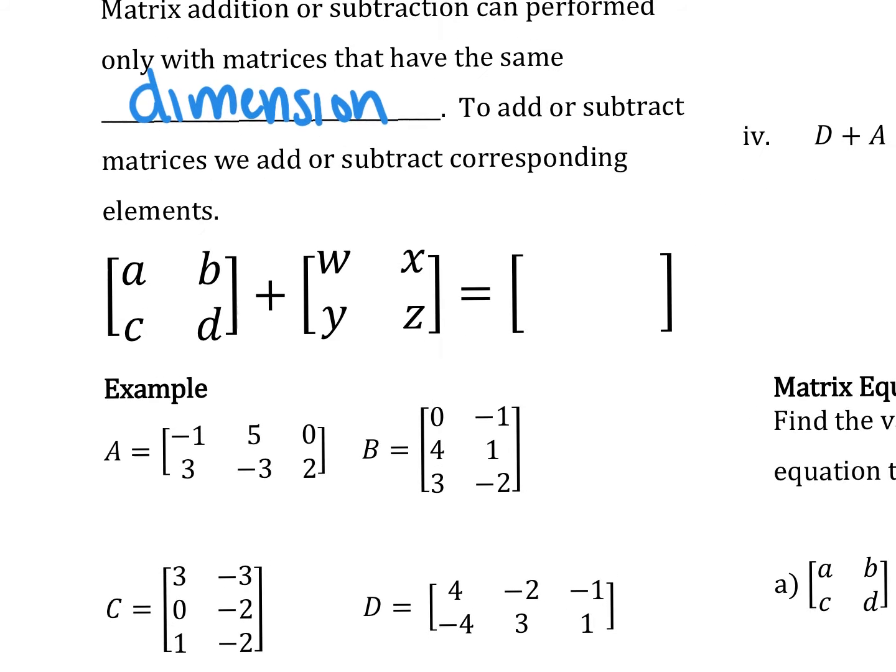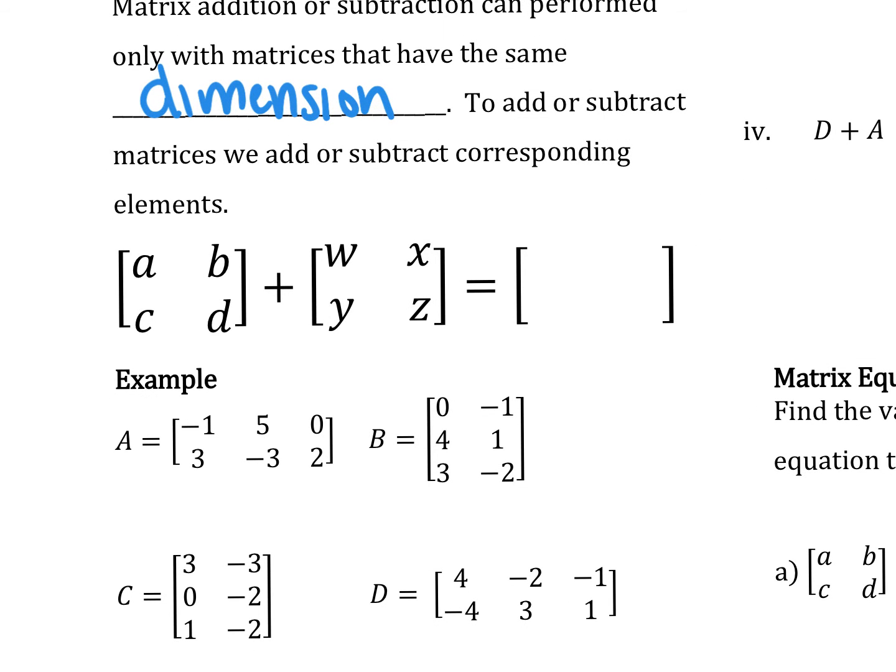For instance, in this one, if I want to add these two matrices, the first thing I'm always going to do with any matrix is check its dimensions. This has 2 rows by 2 columns, so it's a 2 by 2 matrix. This one also has 2 rows by 2 columns, so it's a 2 by 2 matrix. If they are the same, you can add or subtract them. To add them, I would do A plus W. That gives me the E11 element.